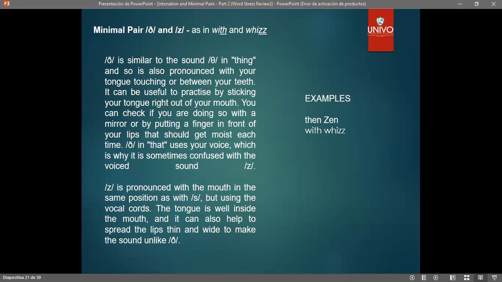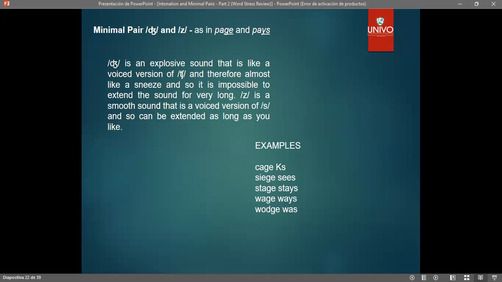This one you find the pronunciation of th, right? It's very similar to the ones that we don't have in the Spanish language, but this one we have it. Then and zen, and with and with. Very similar, right? Then you have this one, H and K and keys, right? Sich and cis, stage and stays, wage and ways, watching was. Okay, that's it.